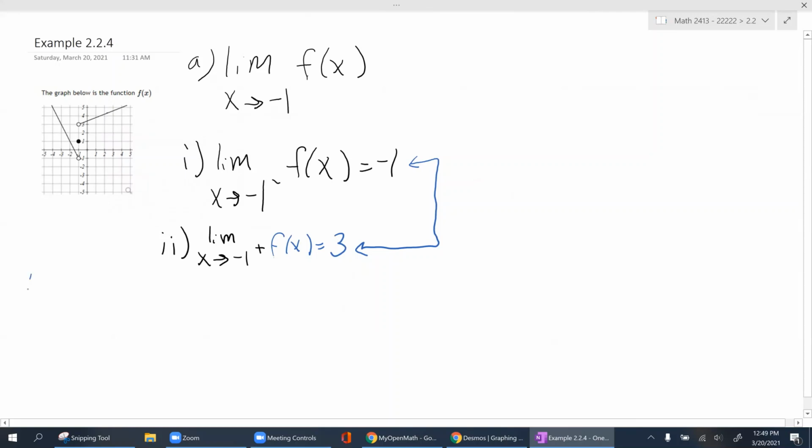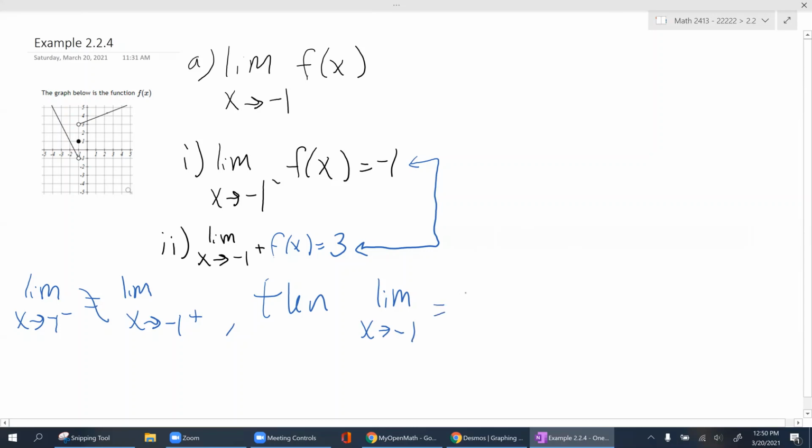And we said that if the limit as x approaches -1 from the left does not equal the limit as x approaches -1 from the right, then the limit as x approaches -1 from both sides does not exist. Because it's a contradiction. You're telling me from the left it is equal to -1, but from the right it is equal to 3. It has to be the same thing, or else it contradicts itself. It cannot be two things at once. Therefore, this does not exist.